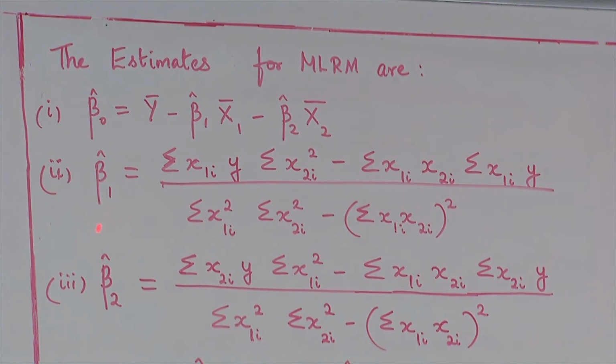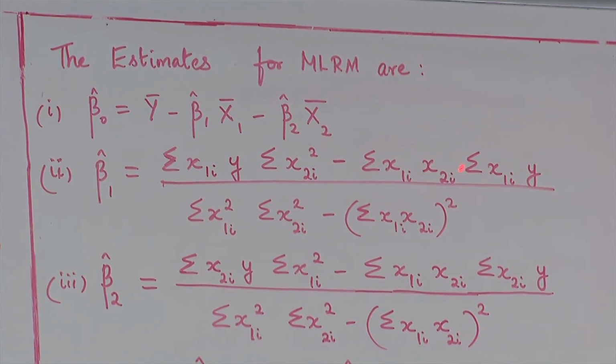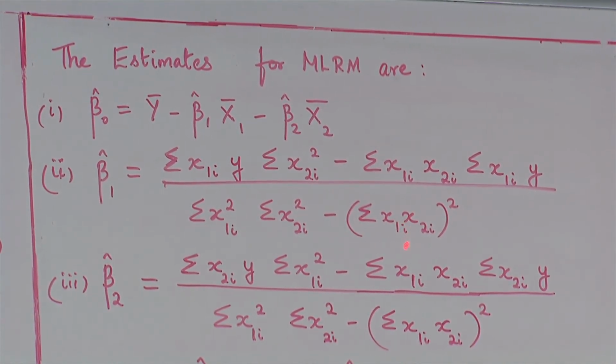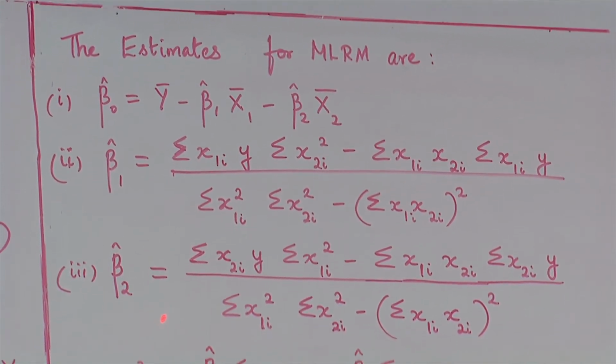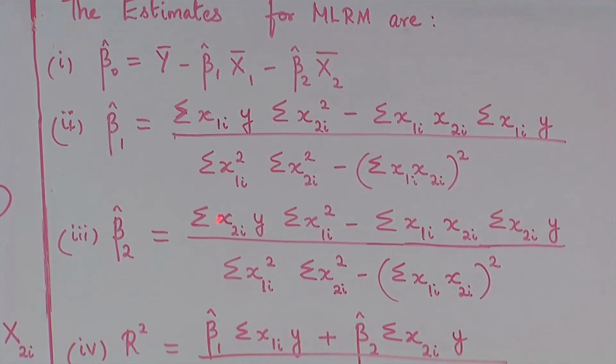The coefficient or the estimator beta 1 hat is given as sigma small x1i small y, sigma small x2i square minus sigma small x1i x2i, sigma small x2i into y, the whole divided by sigma small x1i square sigma small x2i square minus sigma small x1i x2i, the whole square. Beta 2 hat similarly has the same denominator as specified in beta 1 hat; only the numerators change.